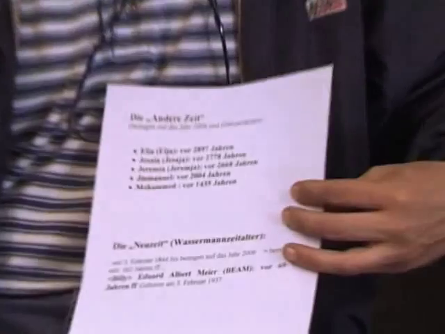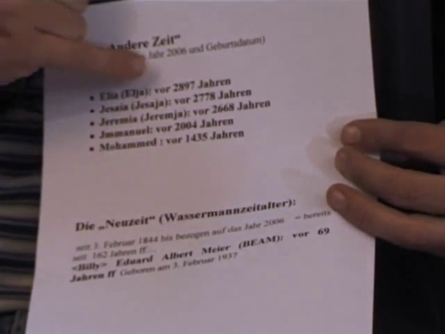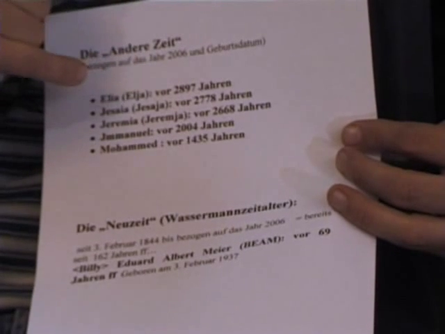Meyer. Billy Meyer is the last. Billy Meyer is the last prophet who is responsible for terrestrial humanity, and he is the last in this line of 7 which began with Henoch about 11,000 years ago and continued with Elijah about 2,800 years ago, and then Isaiah, Jeremiah, and Emmanuel about 2,000 years ago, then Muhammad about 1,400 years ago.